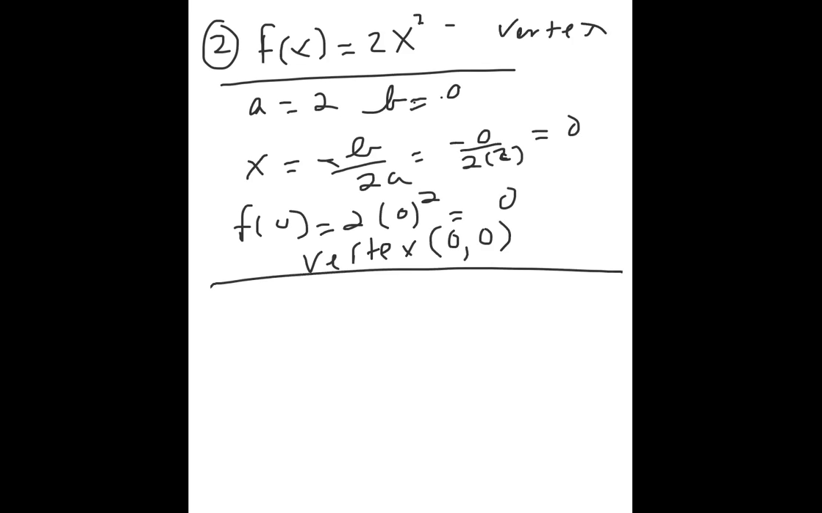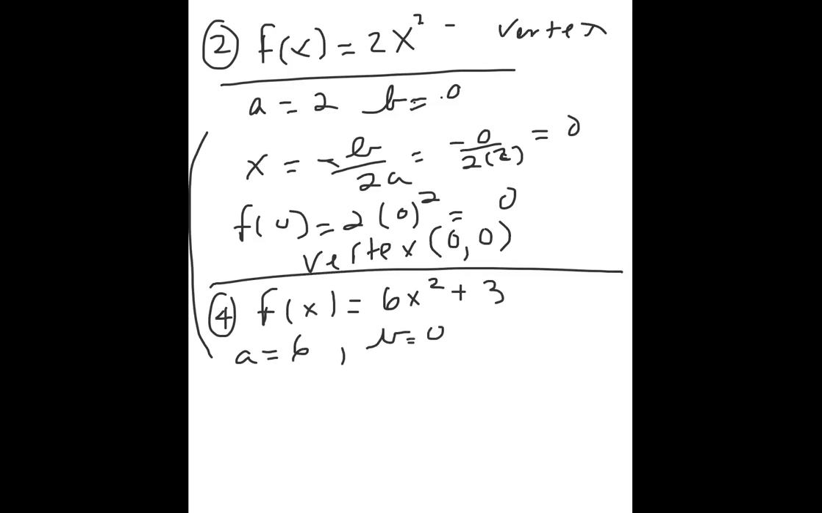All right. Next one is problem number, remember, I'm going out of sequence. Problem number, let's see here, 4. Okay. Number 4 is very similar to number 2. It's f of x equals 6x squared plus 3. Well, once again, you have an a value because that's critical. It's a quadratic. You must have that a value. But there's no x term, so that means b is 0. So this is just like this problem up here.